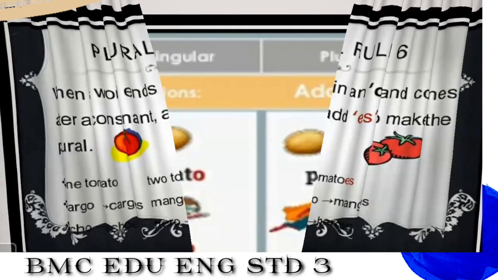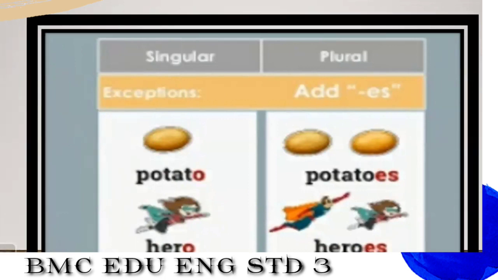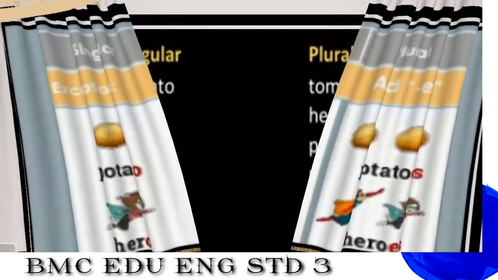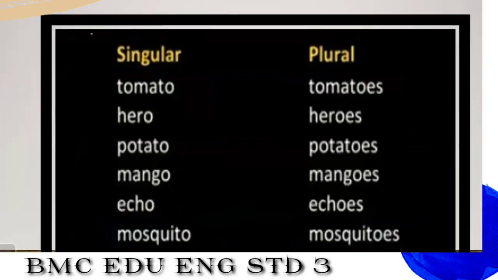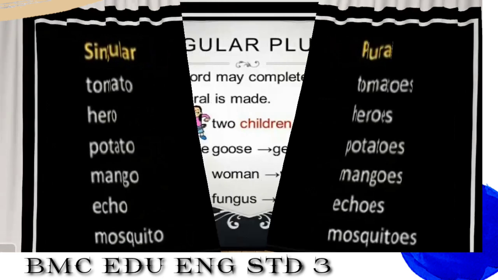So if the word is ending with O, you have to add es to make it plural. Potato, potatoes. Hero, heroes. Now see in these words, all these words are ending with O. So what we did, we add es to make it plural. Tomato, tomatoes. Hero, heroes. Potato, potatoes. Mango, mangoes. Echo, echoes. Mosquito, mosquitoes.